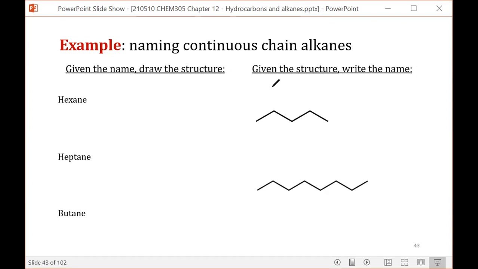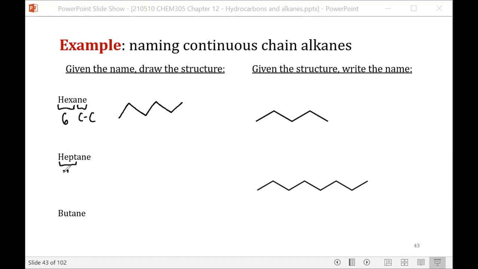So first one, we have hexane. So hex in the previous page means 6, and the ane means only carbon to carbon single bonds. So we're going to go 1, 2, 3, 4, 5, 6. That's hexane. 6 carbons in a row, and all of them are connected by single bonds.